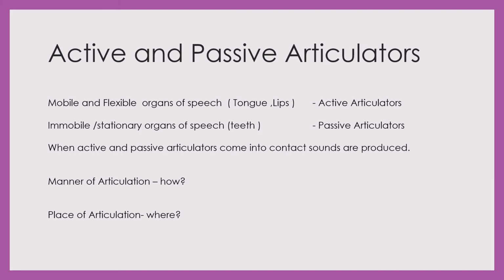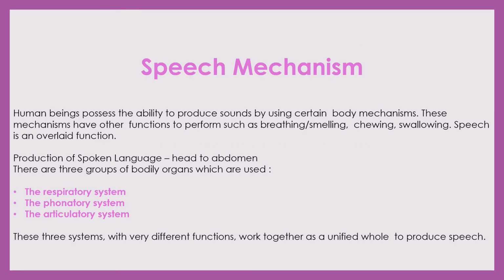Either it is from the glottis. For example, the sound ha, h, ha. What happens? The sound comes from the throat. When you say sing, N and G, the air comes out from the nose. So this is called place of articulation.